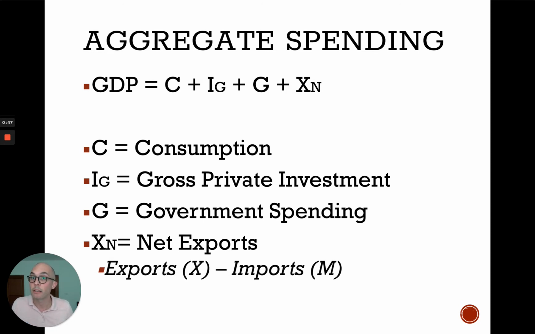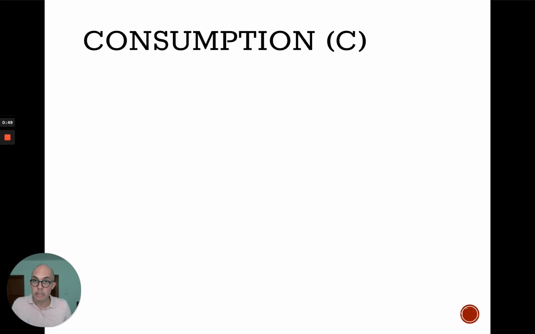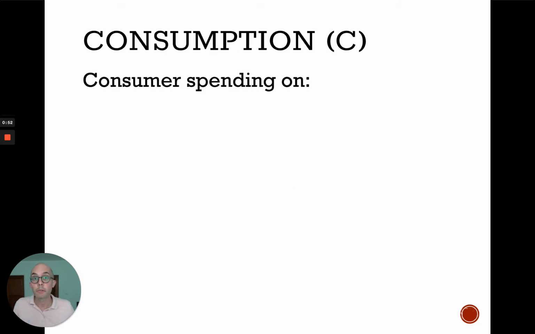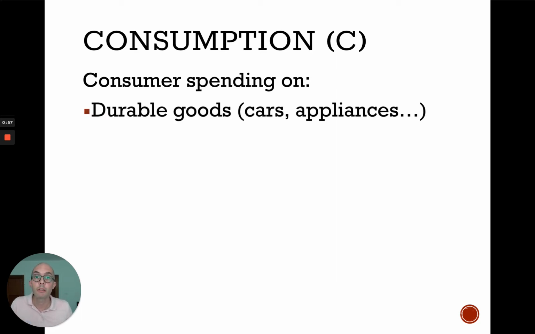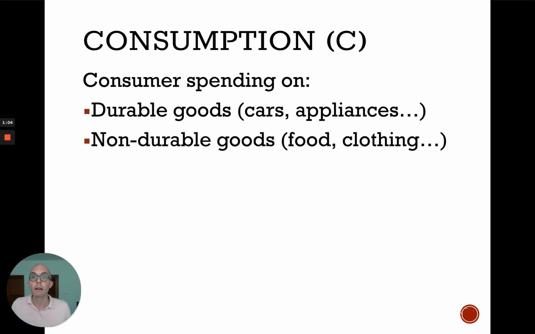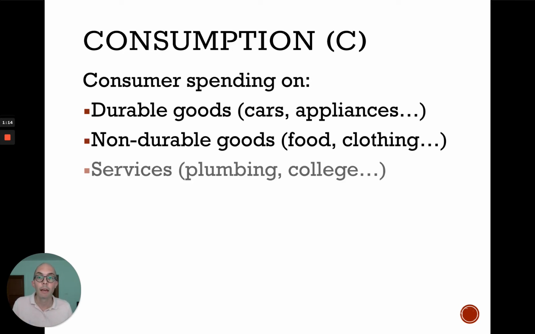Okay, let's break it down letter by letter. So consumption. This is consumer or household spending, so households from the circular flow. On durable goods, cars and appliances, things that we hope will last for reasonable amounts of time before they need to be replaced. Non-durable goods, food, clothing, although with clothing these days, fast fashion, clothes seem to last even shorter periods of time. And the last thing would be services. So plumbing, going to college, accountancy, legal advice, all of those things would be in the services category.